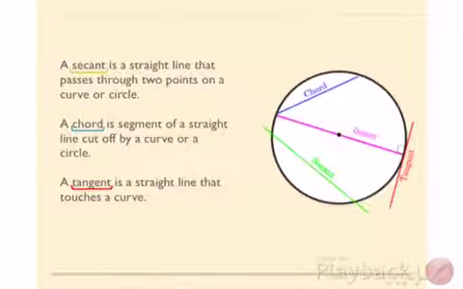A chord then is a segment of a straight line. So if I was to look at my blue line and extend it on, it's just a straight line, but the chord part is when I'm talking about the segment that's cut off from the curve. So that section there where it's cut off with the curve.